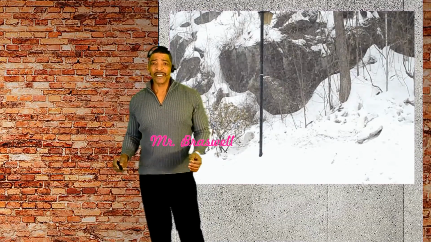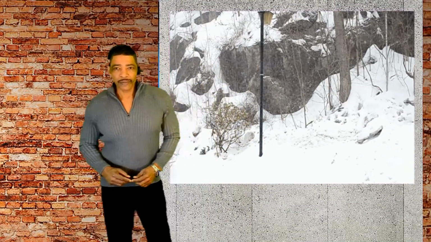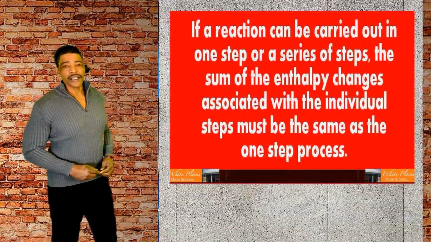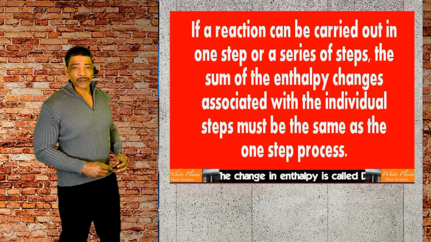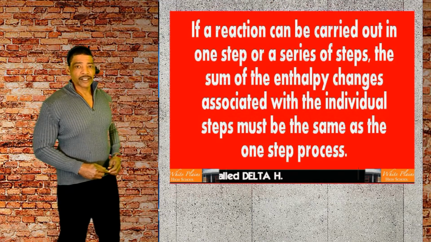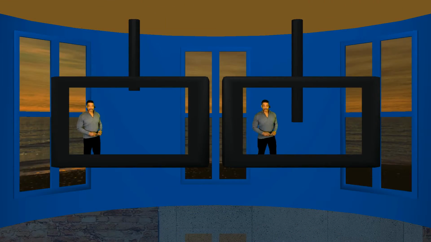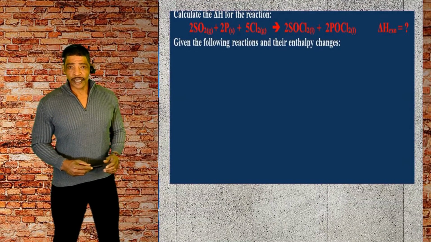I'm Mr. B. During this lesson, I will explain how to determine the delta H value for a reaction by using Hess's Law. According to Hess's Law, if a reaction can be carried out in one step or a series of steps, the sum of the enthalpy changes for the individual steps must be the same as the one-step process. Let's apply Hess's law to an actual reaction.